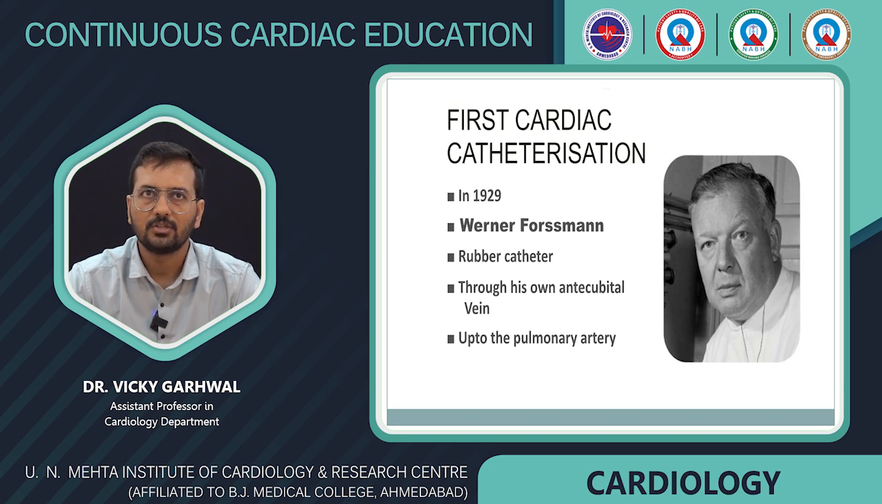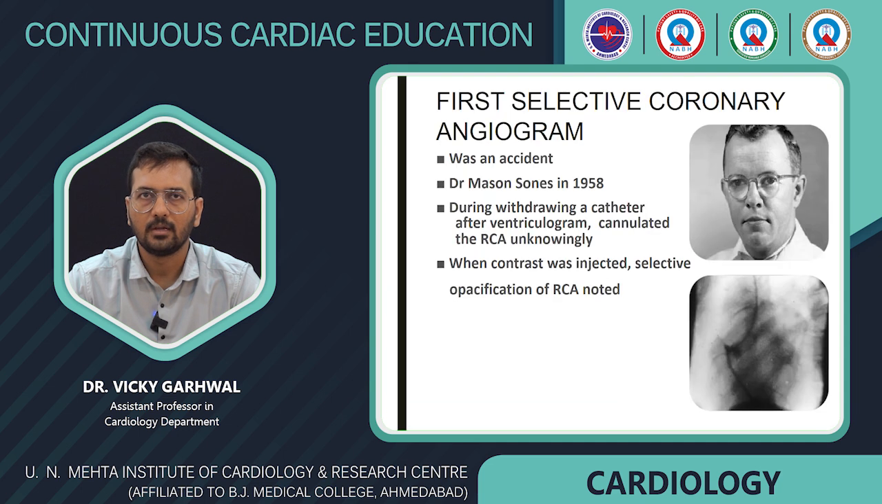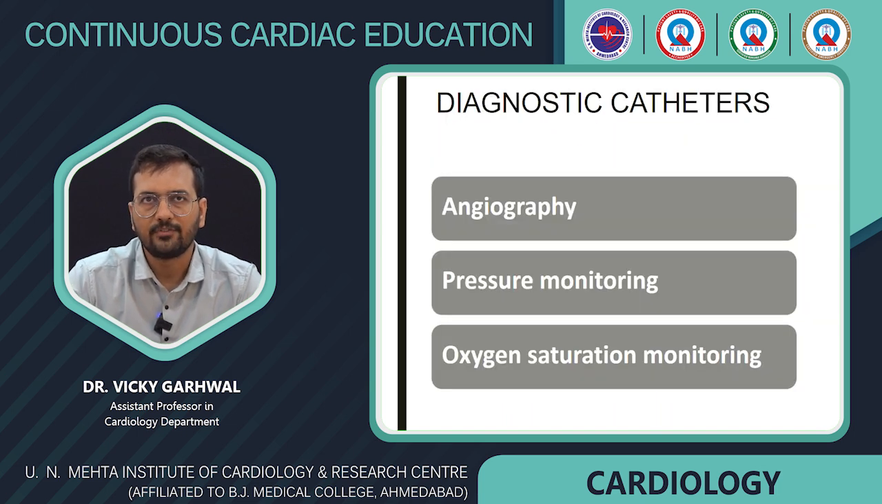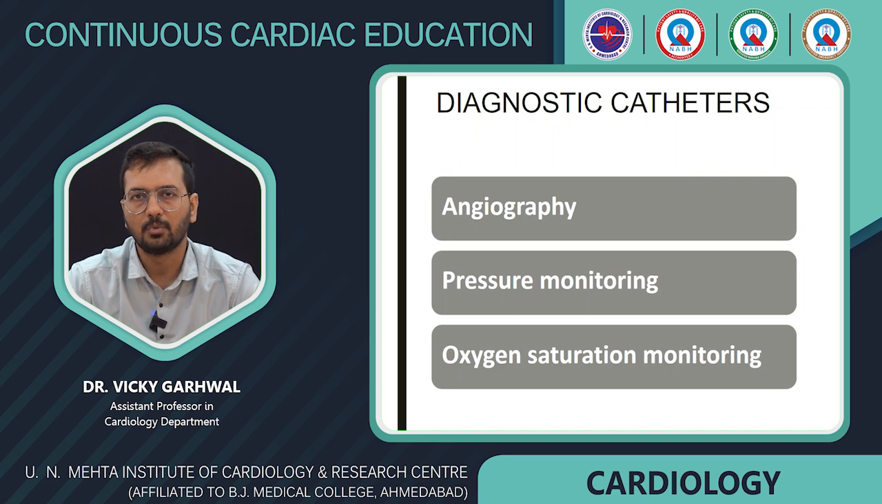The first cardiac catheterization was done by Werner Forssmann through his own antecubital vein, and he went up to the pulmonary arteries. The first selective coronary angiogram was an accident by Dr. Mason Sones. While doing a ventriculogram, he accidentally cannulated the RCA unknowingly. A diagnostic catheter is used for angiography, pressure monitoring, and oxygen saturation monitoring.